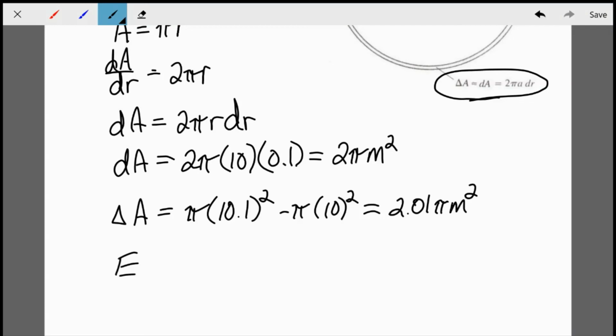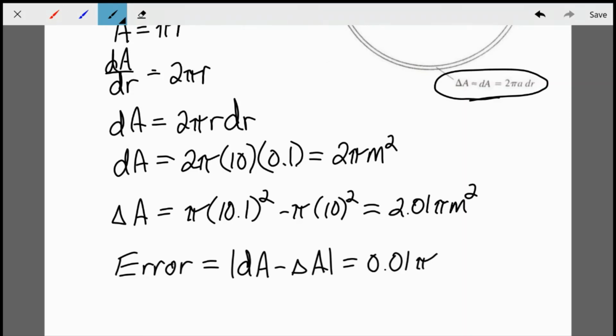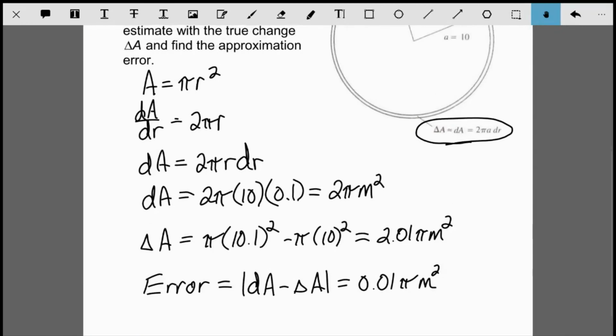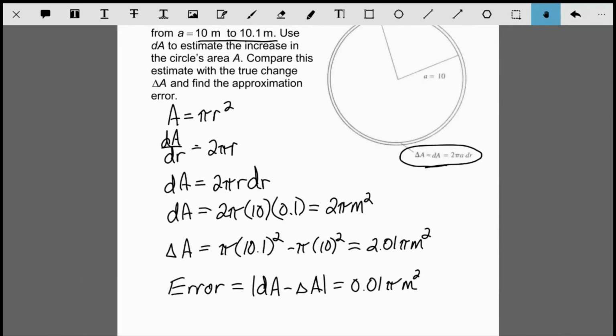So the error in our calculation is just going to be the difference between the differential value and the delta value. And I do this as the absolute value because I just want to know the magnitude of my error. How far off am I? It doesn't matter which direction I go here. We can write this as a positive or a negative, but we typically report error as a positive value. Okay, so we are off by about 0.01 pi meters squared. So a little bit of vocabulary with that: the delta, the differential, and when they talk about approximation error, that's what we're talking about.